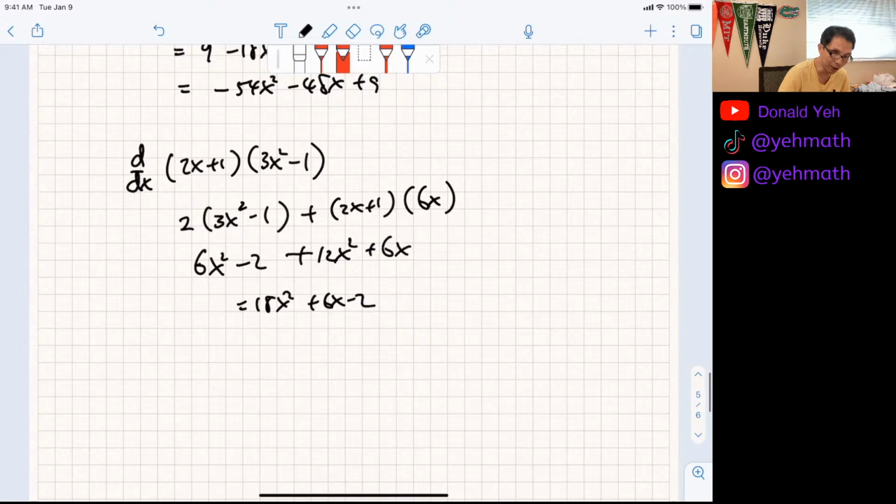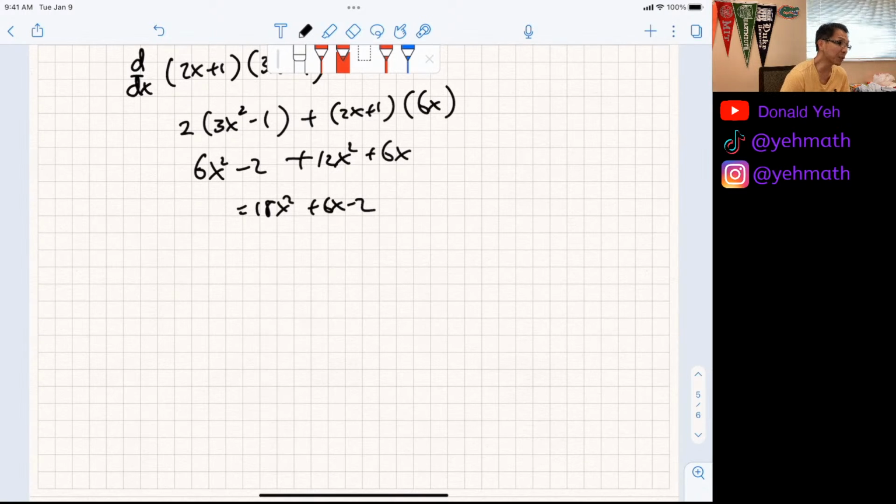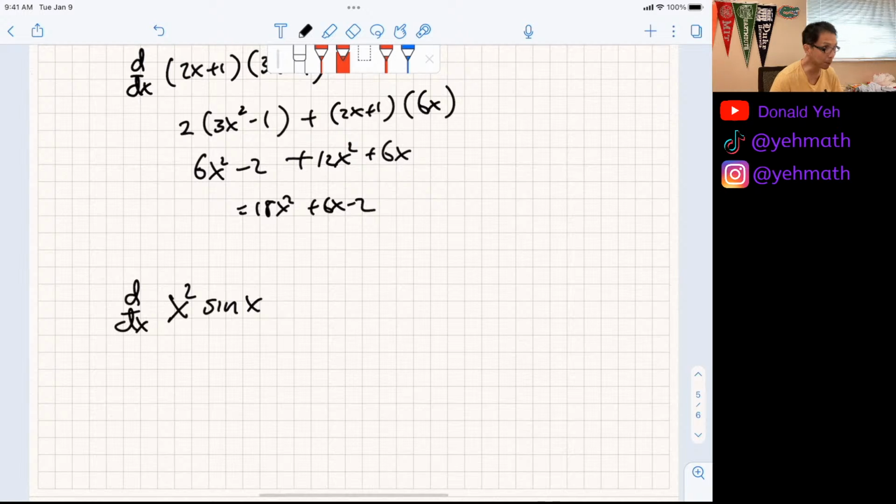Okay. So I'm going to show you distribution doesn't always work, especially when you combine algebra and trig. So let's just take the derivative of x squared sine of x. Now, is it possible for me to distribute this? No, because the argument is right here. This x is untouchable. Nobody can distribute outside to inside to become sine of x cubed. That doesn't work that way.